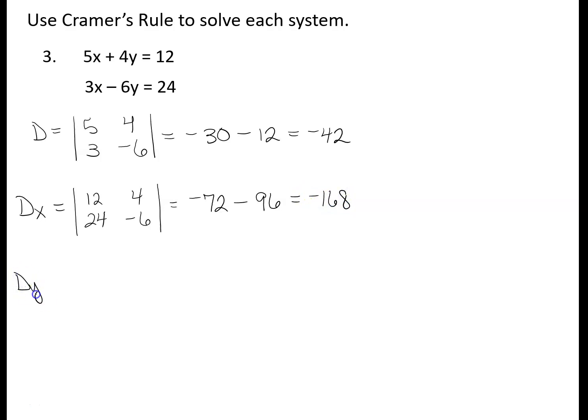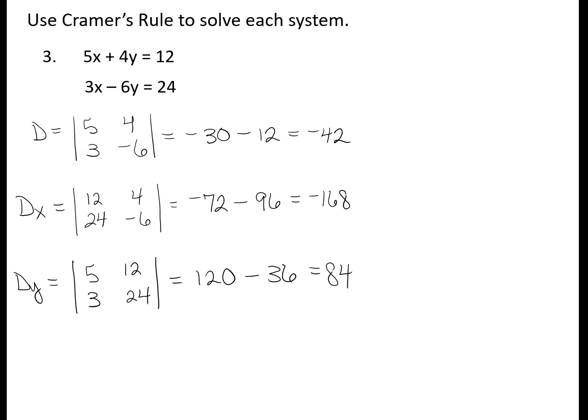Now we're ready for dy. So the x column goes back to 5, 3. And now the y column takes the constants 12 and 24. Straight bars. And we're ready to calculate. 5 times 24 is 120. Minus 12 times 3 is 36. And that's going to give us 84. Sometimes the numbers get kind of big. Not always. But just because you get big numbers doesn't mean you're wrong.